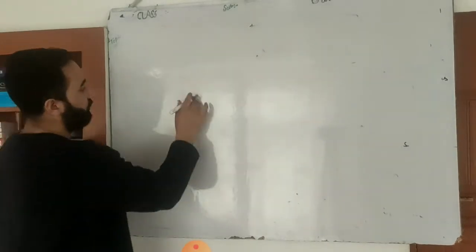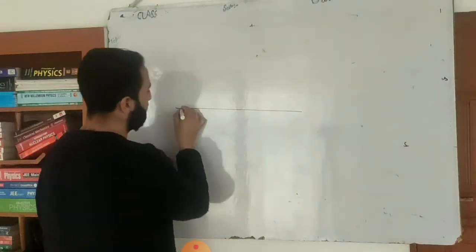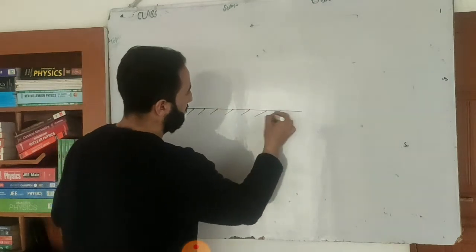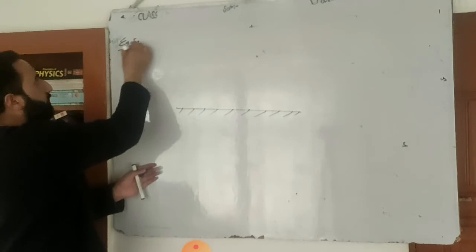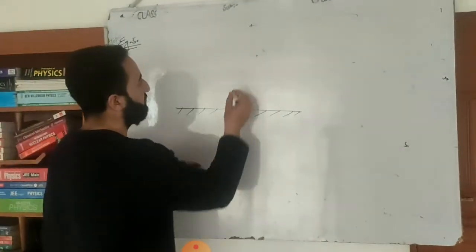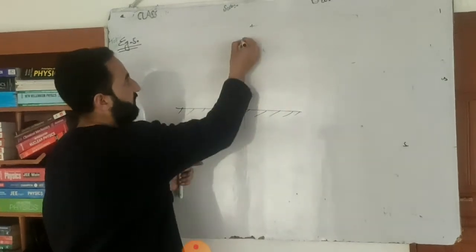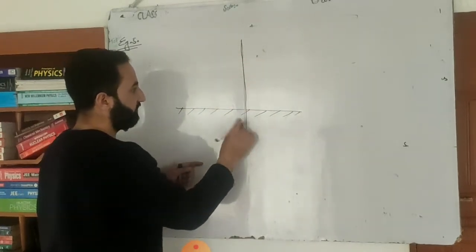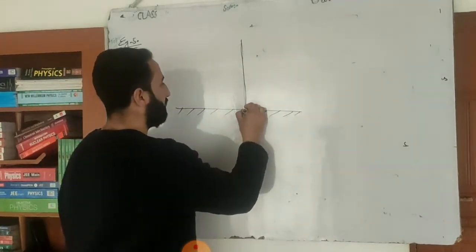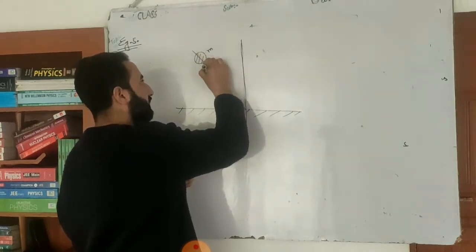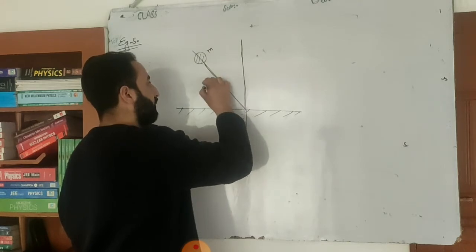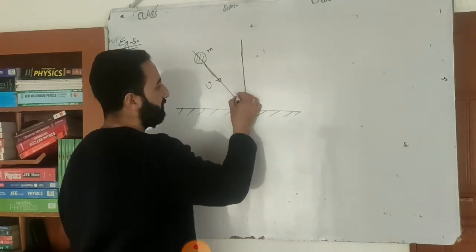Pay attention. Suppose it is given to you that this is a horizontal surface. This is example number 5, a horizontal surface. And this is the normal to the horizontal surface, perpendicular to it. Now the ball is coming like this. So this is the ball here. Its mass is m. It's coming like this. Its velocity is v. And this is called the angle of incidence, which is theta.